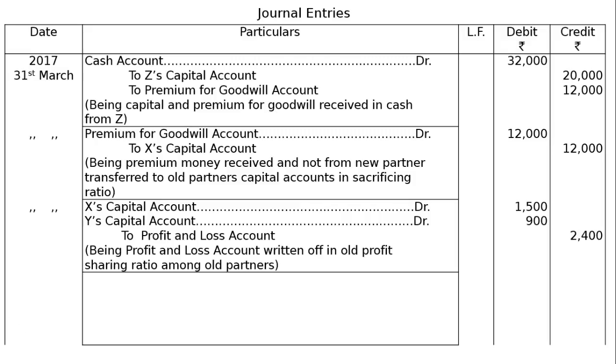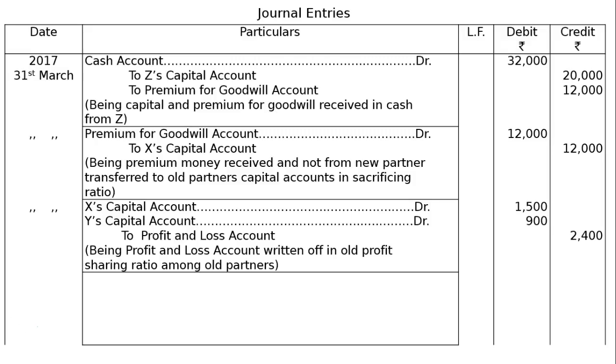Next one is the profit and loss account appearing in the balance sheet. It is to be written off as it is appearing as an asset, a loss or debit balance. This is X's capital account debited rupees 1,500, Y's capital account debited rupees 900 to profit and loss account rupees 2,400, being profit and loss account written off in old profit sharing ratio among old partners.